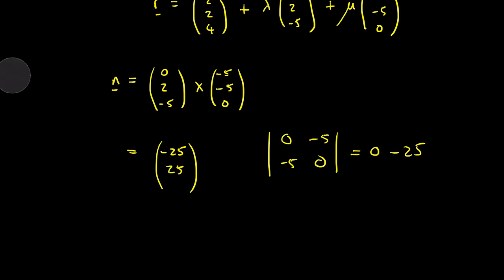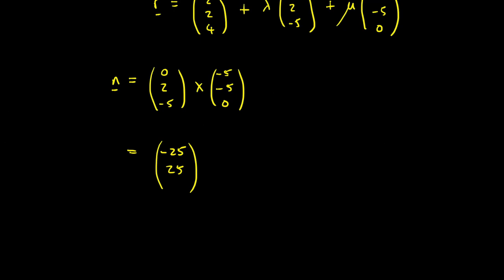And then lastly, I do the same thing for the third row. So I ignore these elements here, and I do the determinant of the top two rows. So 0 times -5 is 0, minus 10. So 0 minus 10 is... I'm going to get that, okay?